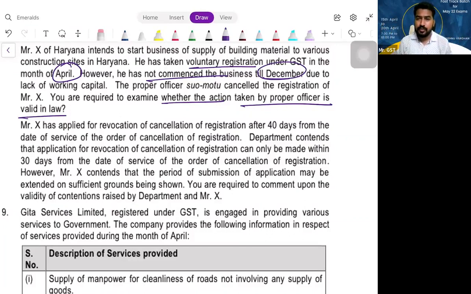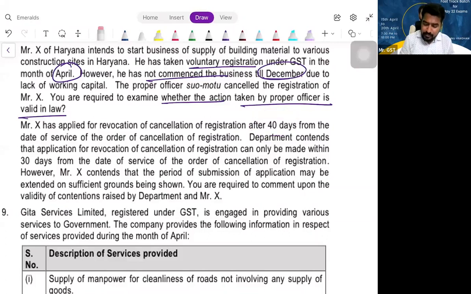Can it be revoked? Actually, tell me whether revocation of cancellation can be done. Yes, sir, it can be done. But that is not the question here. That is not the question here. This stupid fellow is asking for revocation after 40 days. What is the time limit, my dear friends?